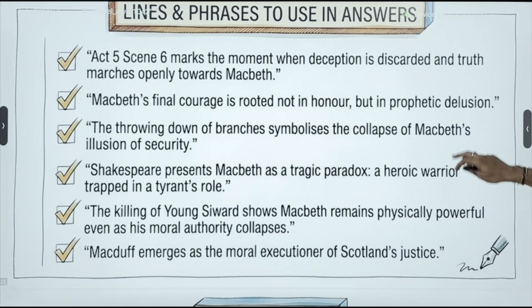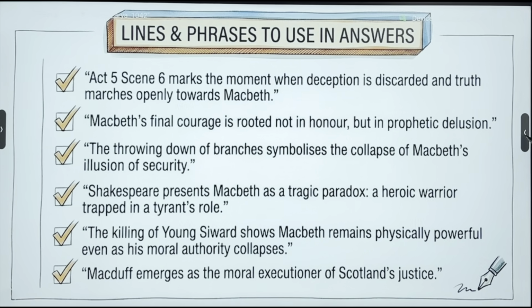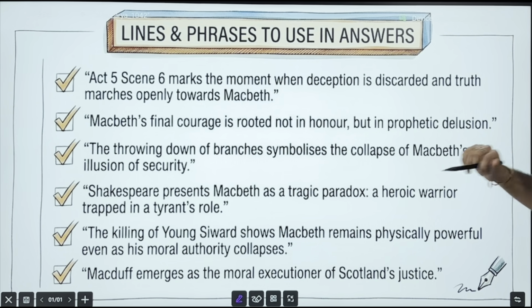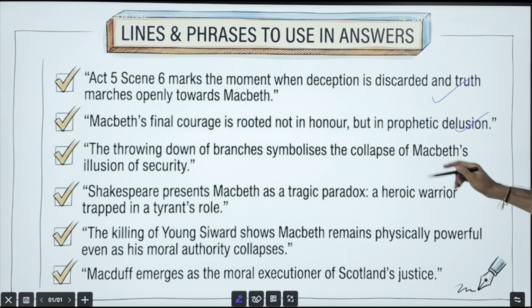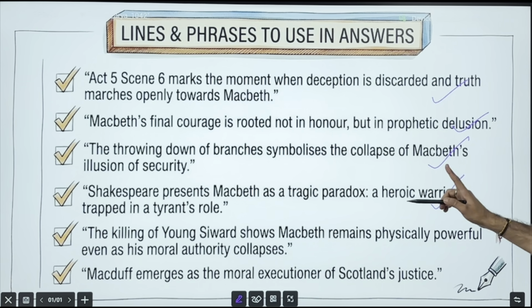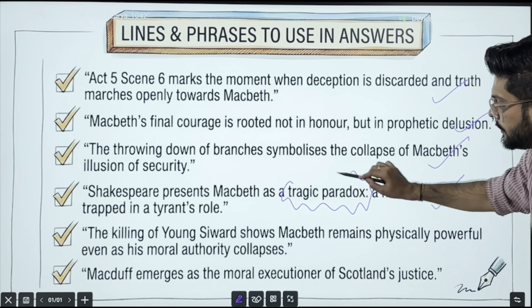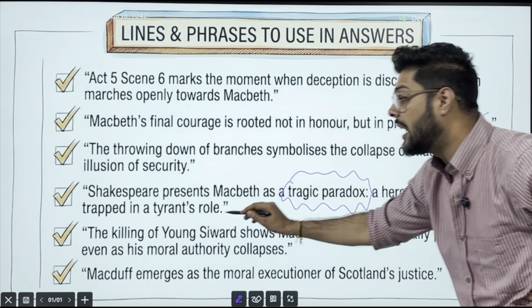Some of the lines and phrases which you should use in your answers are: Act 5, Scene 6 marks the moment when deception is discarded and truth marches openly towards Macbeth. Macbeth's final courage is rooted not in honor but in prophetic delusion. The throwing down of the branches symbolizes the collapse of Macbeth's illusion of security. Shakespeare presents Macbeth as a tragic paradox, a heroic warrior trapped in a tyrant's role.